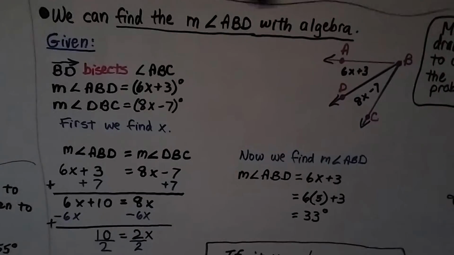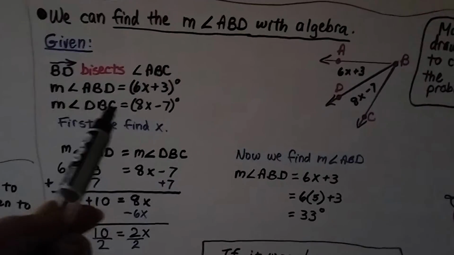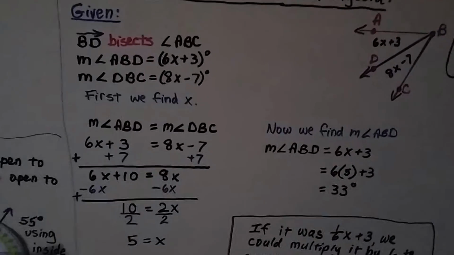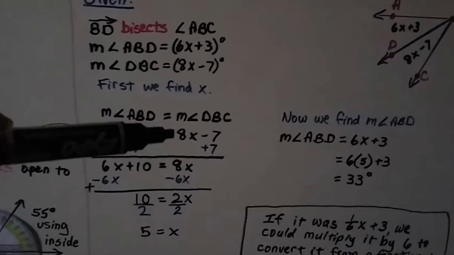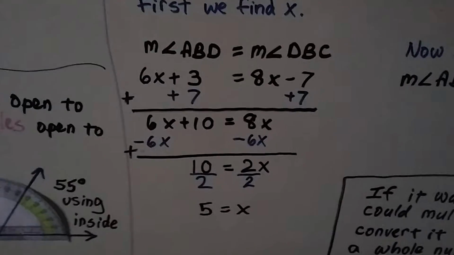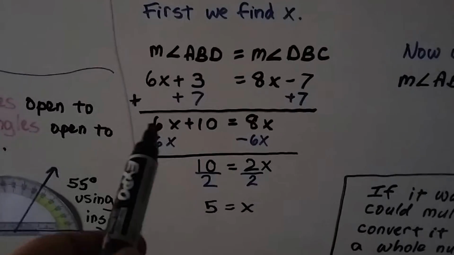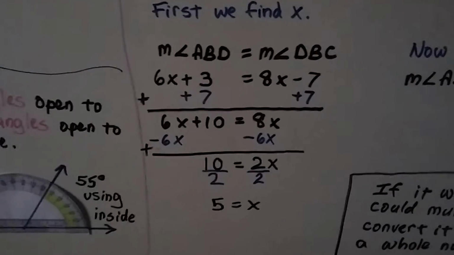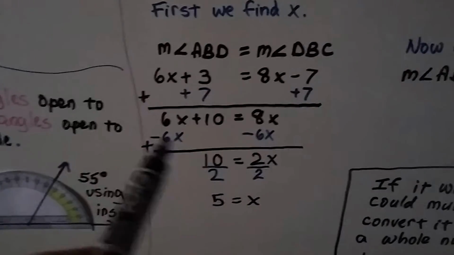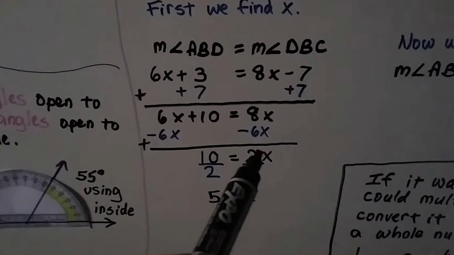Well, if the measure of ABD, this top one here, is 6x plus 3, and the measure of DBC is 8x minus 7, and we know that they're equal, we can set our equation. So 6x plus 3 is equal to 8x minus 7. We find x. We can start by adding 7 to both sides to make that a zero pair and eliminate it. Now we have 6x plus 10 equals 8x. We can get rid of this 6x on this side by adding a negative 6x to both sides. Now this is a zero pair and it's eliminated. We have 10 equals 2x.